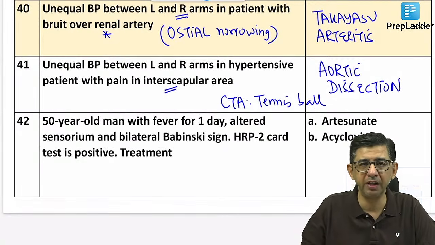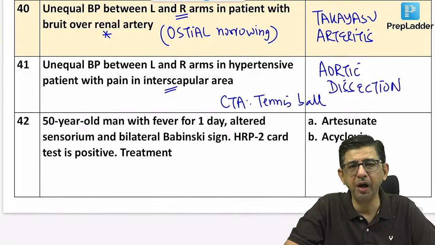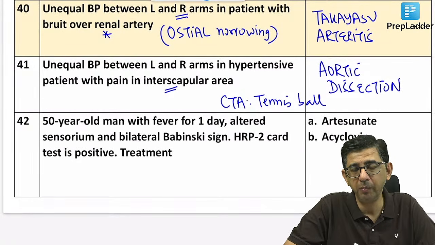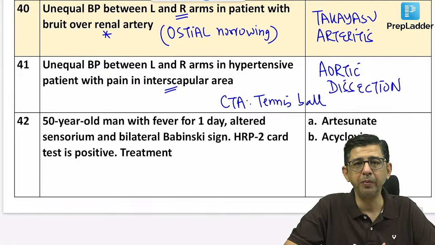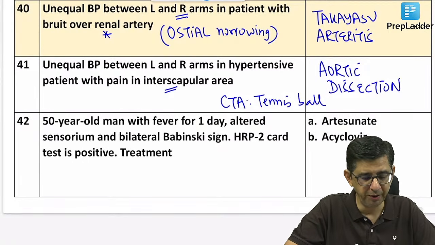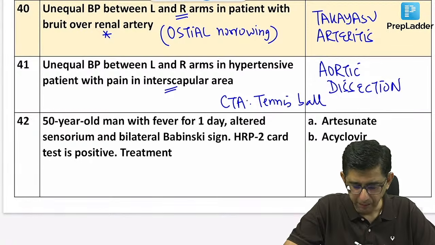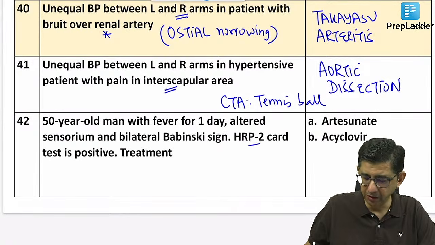Okay, moving and shifting gears, we have this 50-year-old man. He's having fever for 1 day, and there's the altered sensorium with the bilateral Babinski sign. The HRP2 CAR test is positive. That's the hint in the question. Let's have answers here. Yes, guys. Yep, because the histidine-rich protein test is positive in this case. So what we are thinking in terms of is cerebral malaria.